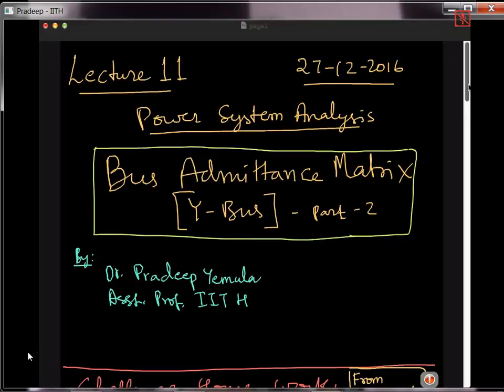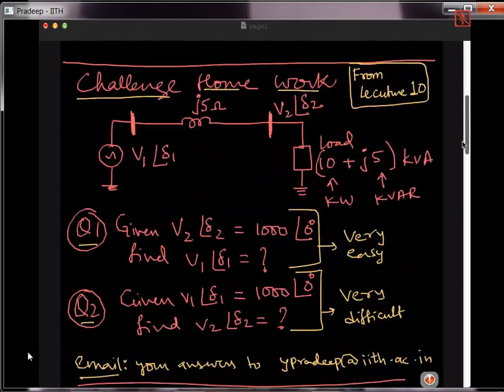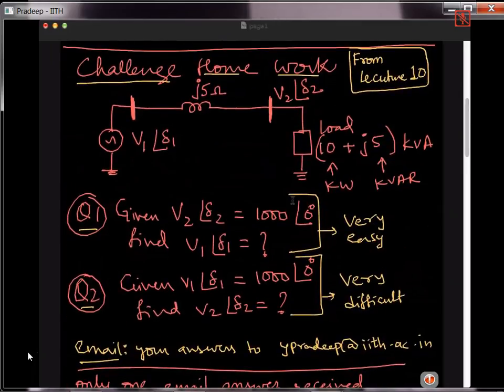So at the end of lecture number 10, I had given this challenge homework, and I have given two questions. And I also mentioned that question 1 is very easy, but question 2 is very difficult, although they look similar.